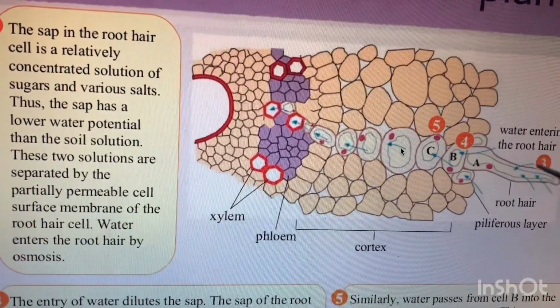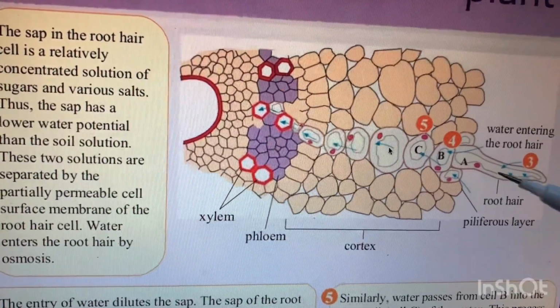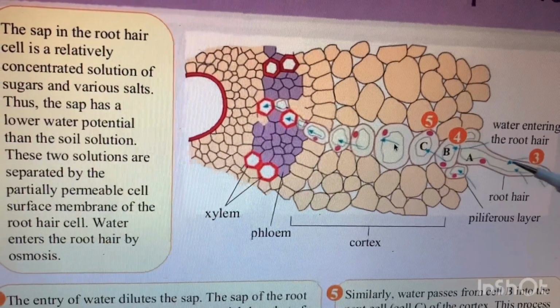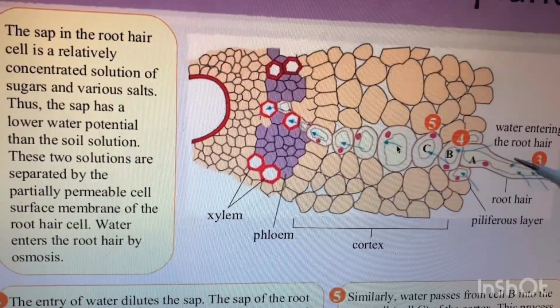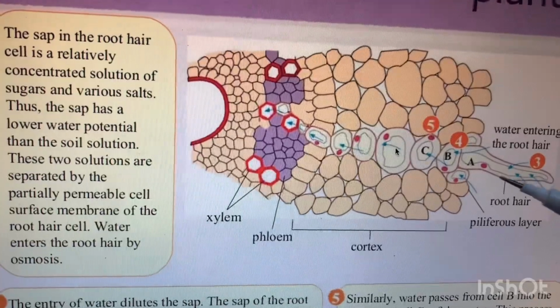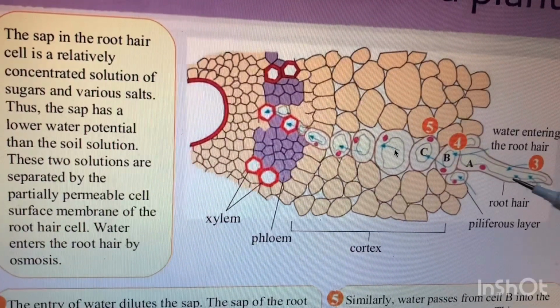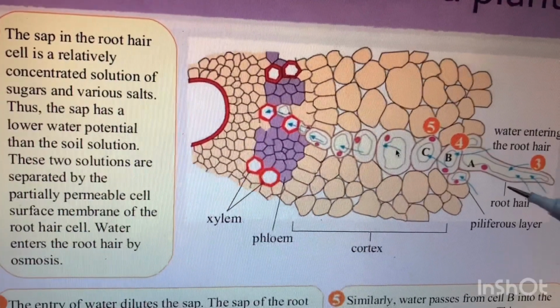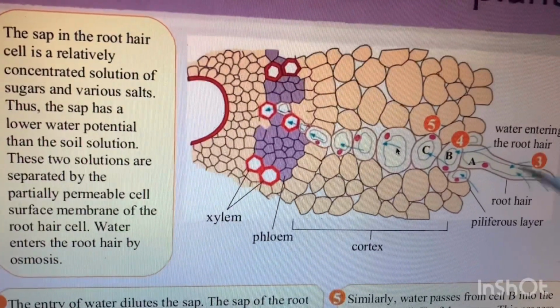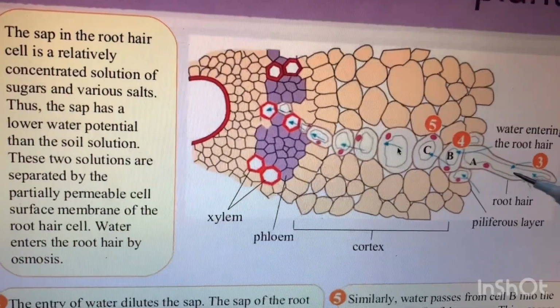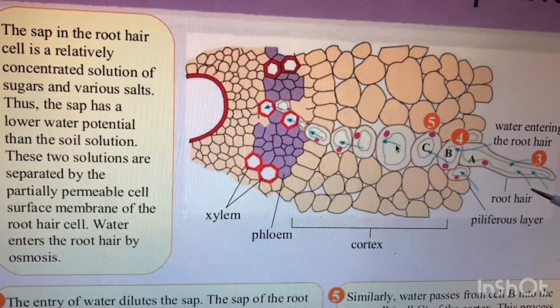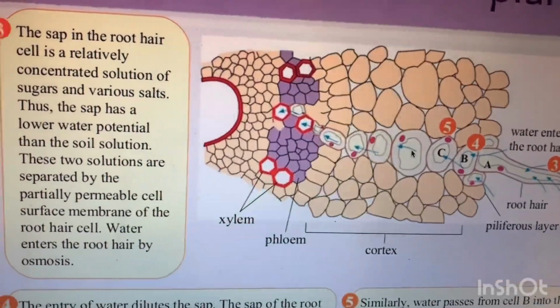Thus the sap has a lower water potential. So this sap has a lower water potential than the soil solution. These two solutions, the one with the lower water potential and the soil solution, are separated by the partially permeable cell surface membrane of the root hair cell. Water enters the root hair by a process called osmosis.